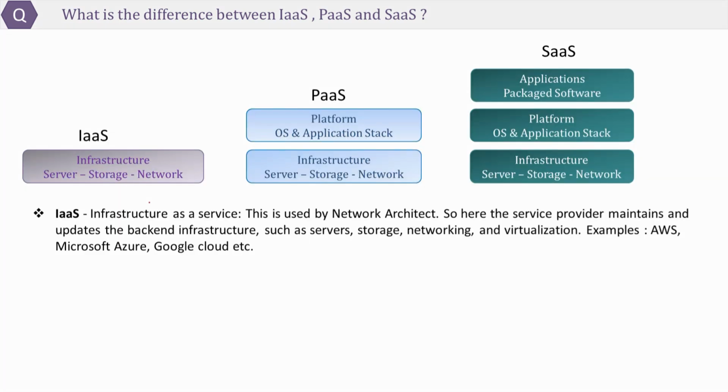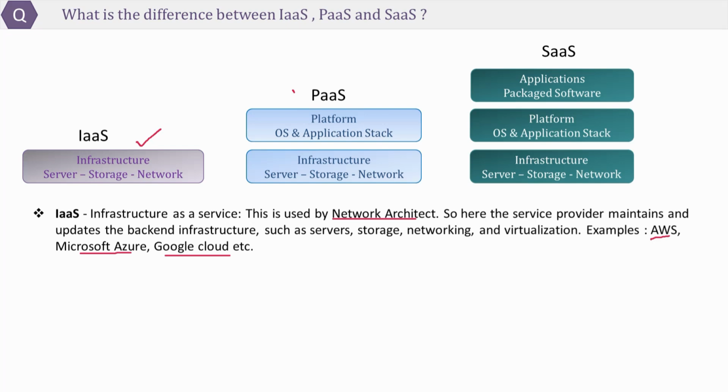IaaS stands for Infrastructure as a Service. This is used by network architects. Here the service provider maintains and updates the backend infrastructure such as server, storage, networking and virtualization, which means you manage everything else including operating system, middleware, data and applications. Examples of IaaS are AWS, Microsoft Azure and Google Cloud.